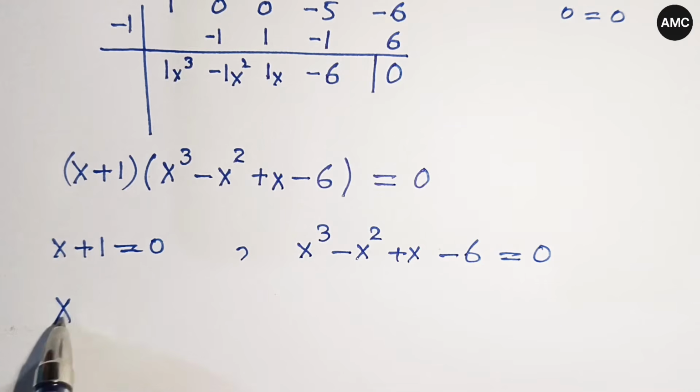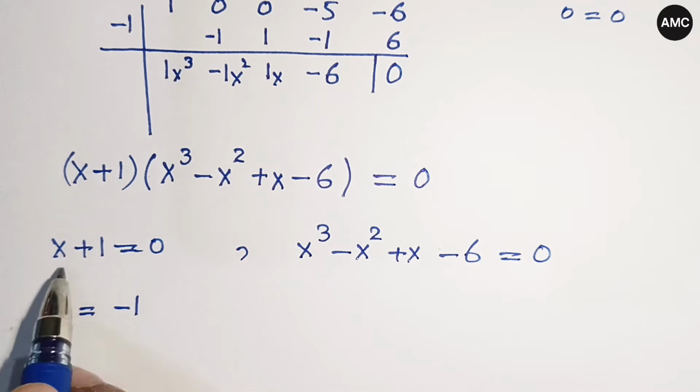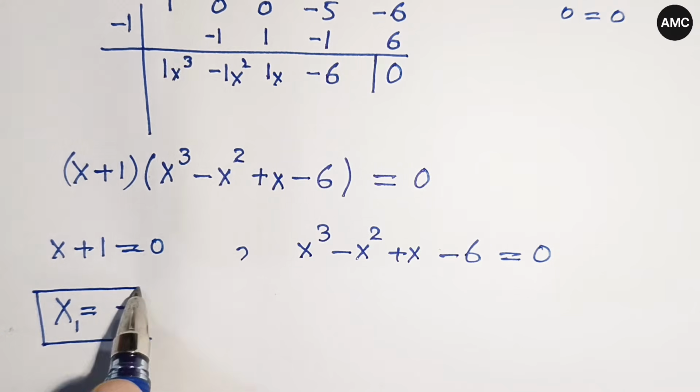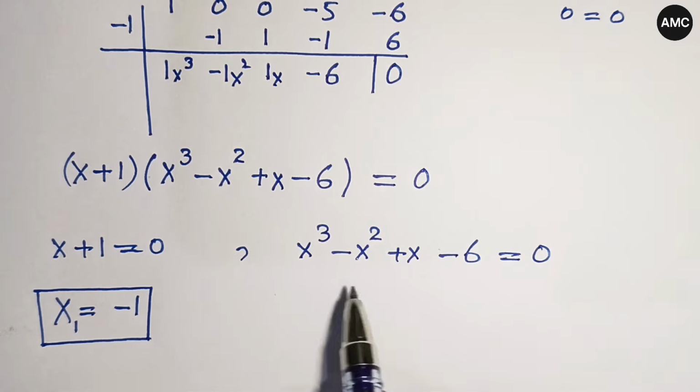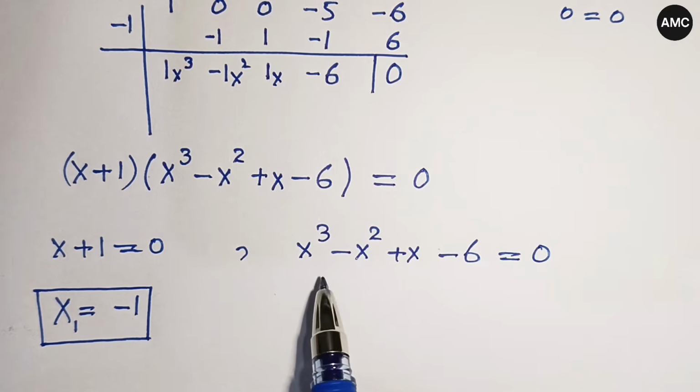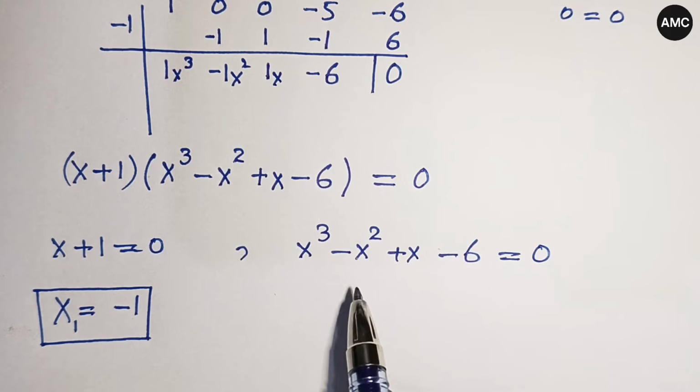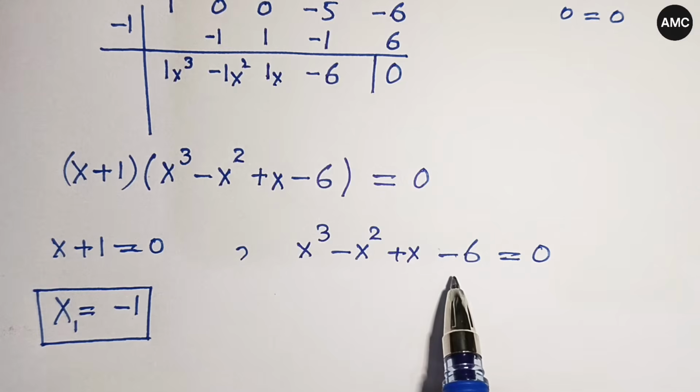Now we have x is equal to minus 1, shifting plus 1 we get minus 1. So it is the first solution of x, which is minus 1. Now we are going to solve our second equation here. Here we notice that x is equal to 2. X is equal to 2 is a solution of this equation.